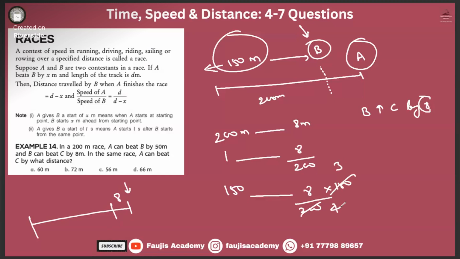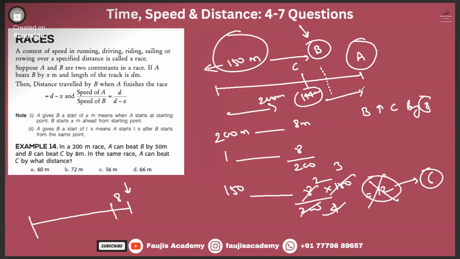That means 3 by 4, 3 by 4, it's just 6. Sorry, it's not 12. So when B is here at the 150th meter, C is here at 144 meters. That's it. So by how much distance has A beaten C? 200 minus 144. How much is that? 56, guys. Cool. Is it clear, guys?